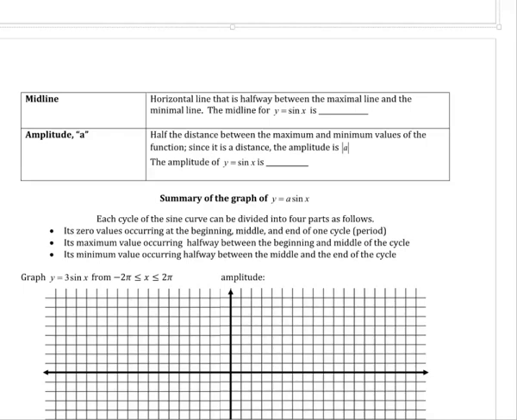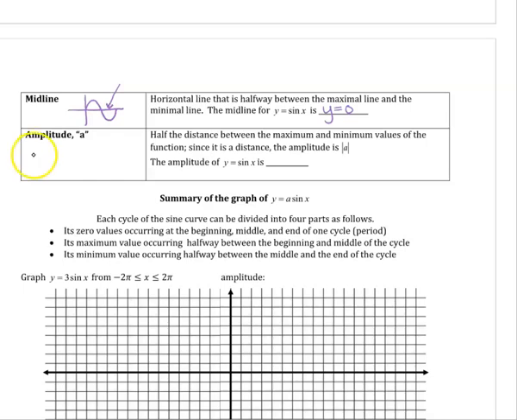All right, so formally defined, here's our midline. It's that horizontal line that's halfway between the max line and the minimum. The midline for sine of x, as we just saw, was the x-axis, or y equals 0. So like I said, if you do like a nice little sketch of sine here, that's your midline. Which makes sense, it's in the middle of the graph.